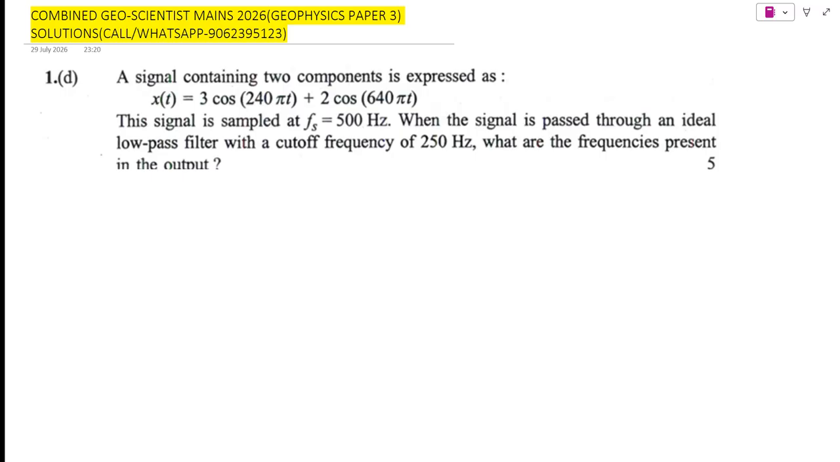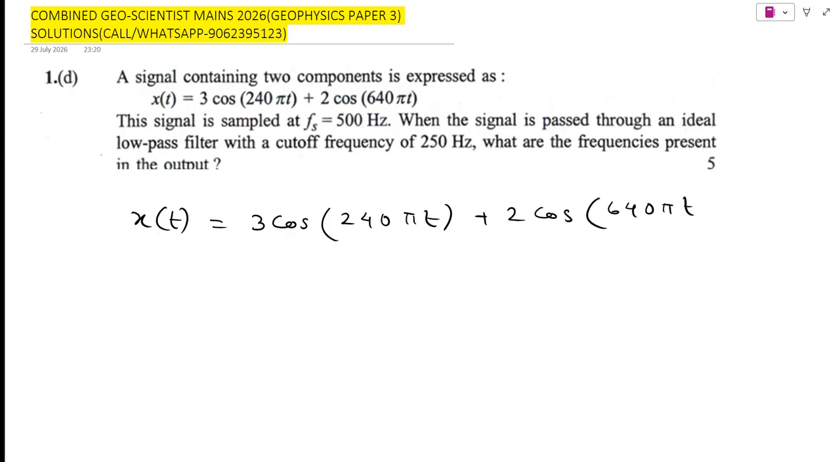The given signal is x(t) = 3 cos 240 pi t plus 2 cos 640 pi t. So the first thing we should do is identify the frequencies. Remember, the standard cosine equation is a cos 2 pi f t, where a is the amplitude and f is the frequency.